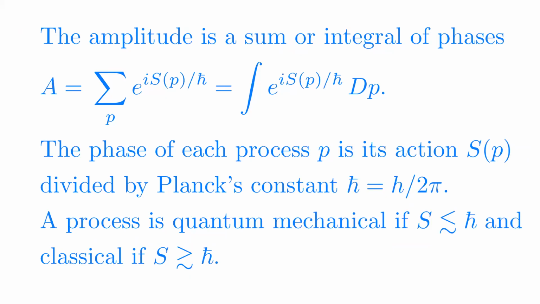If the process has an action big compared to h bar, then the processes that will happen are the ones for which the first order change in the action... This one works? Oh, great. Thank you.